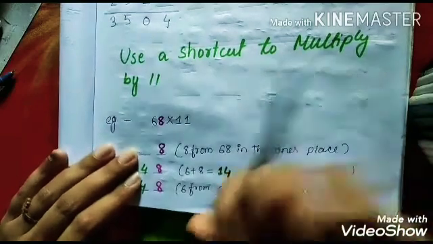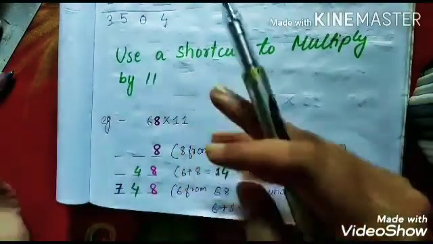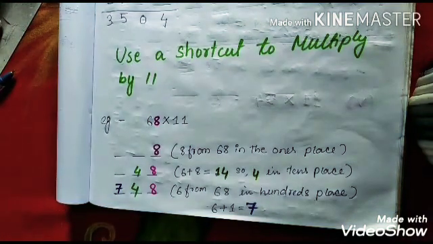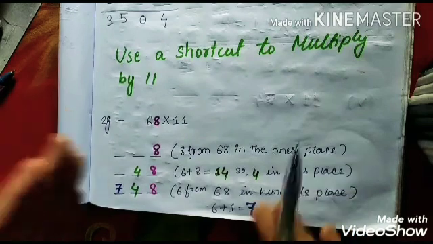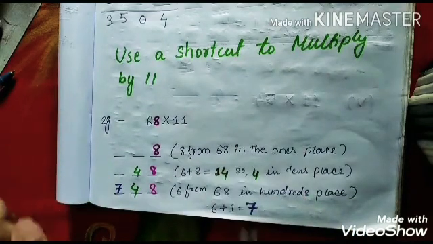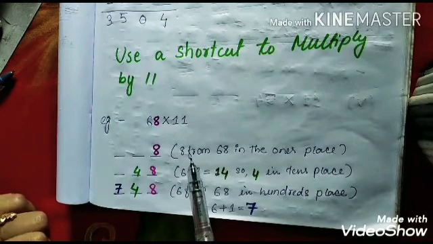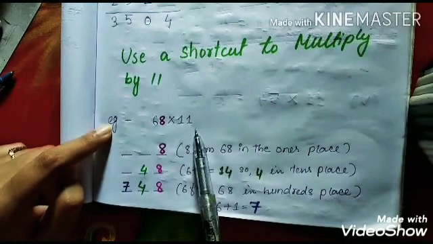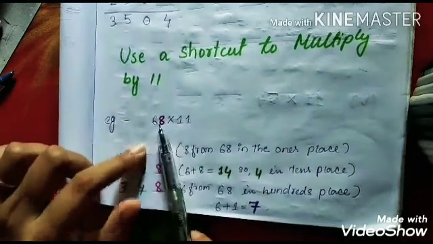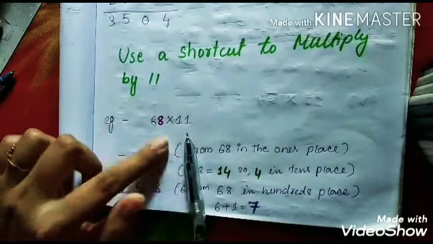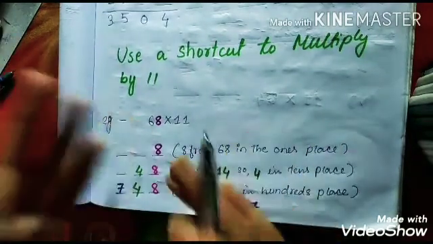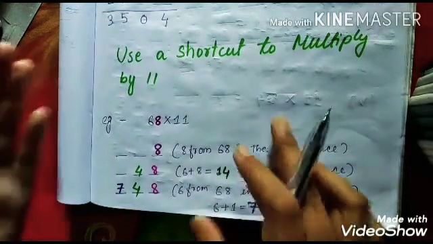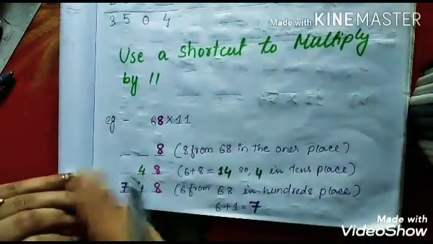Okay, so use a shortcut to multiply by 11. So any number, if you're multiplying by 11, then you have a shortcut which you can apply and you can get your answer very easily. So you have to see the steps very carefully, then only you can do it properly. Okay students, here I have taken one example, 68 into 11. Both are 2-digit numbers, so there is a possibility that we will get a 3-digit number as our product, or maybe a 4-digit number, right students? So here I'm considering that we will get a 3-digit number.